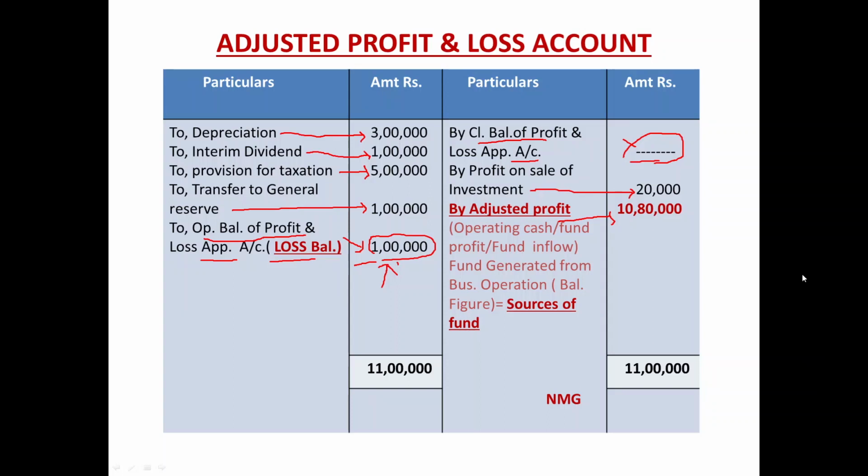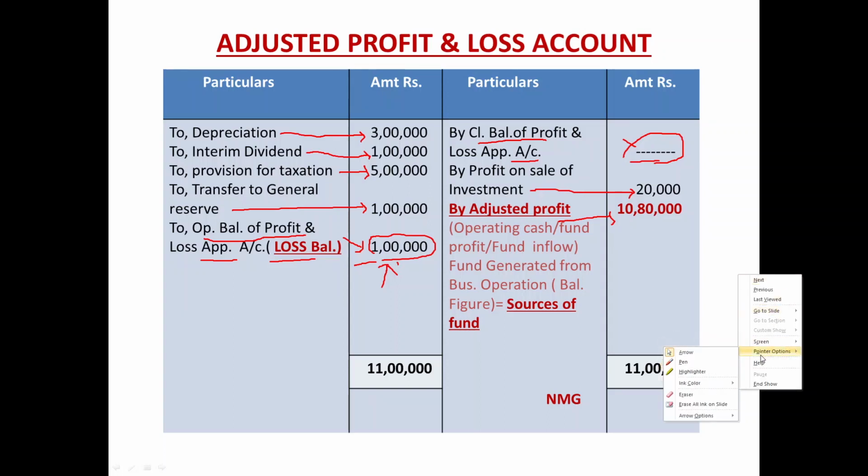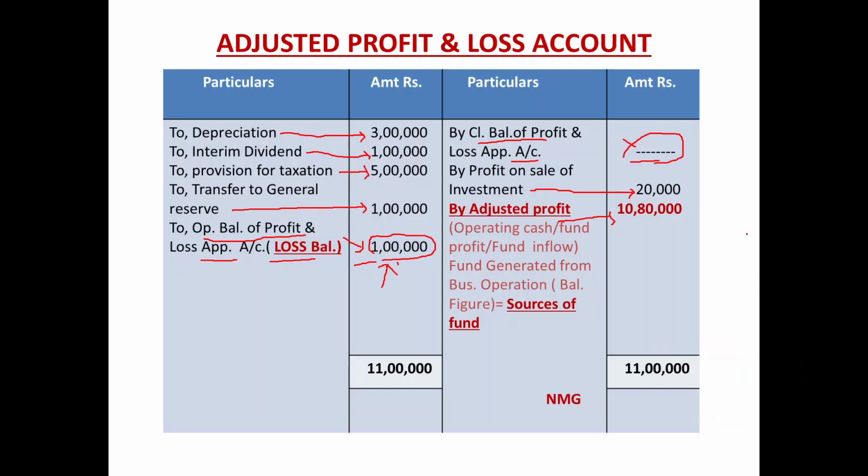Let us close this adjusted profit and loss account. Now nothing is left. All the items we verified. Total of debit side, plus side, left hand side looks bigger, 11 lakh. Put it on the right hand side, minus side, 11 lakh. That gives a balancing figure of rupees 10 lakh 80,000. This is the adjusted profit, fund profit, cash profit received from business operation. And this would be reported in the fund flow statement on the sources side.